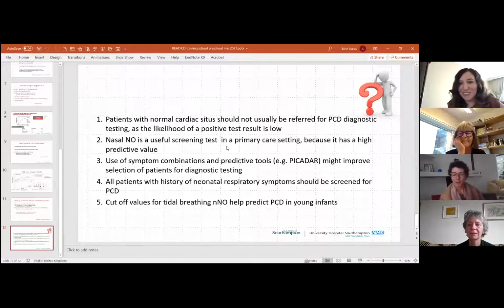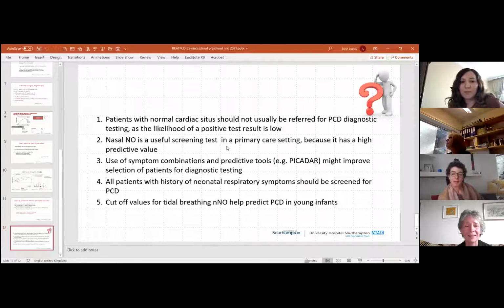Patients with normal cardiac situs should not usually be referred for PCD diagnostic testing, as the likelihood of a positive test result is low. So the answer to that is: patients who've got the right symptoms, even if their cardiac situs is normal, need referral, because over 50% of patients with PCD have normal cardiac situs.